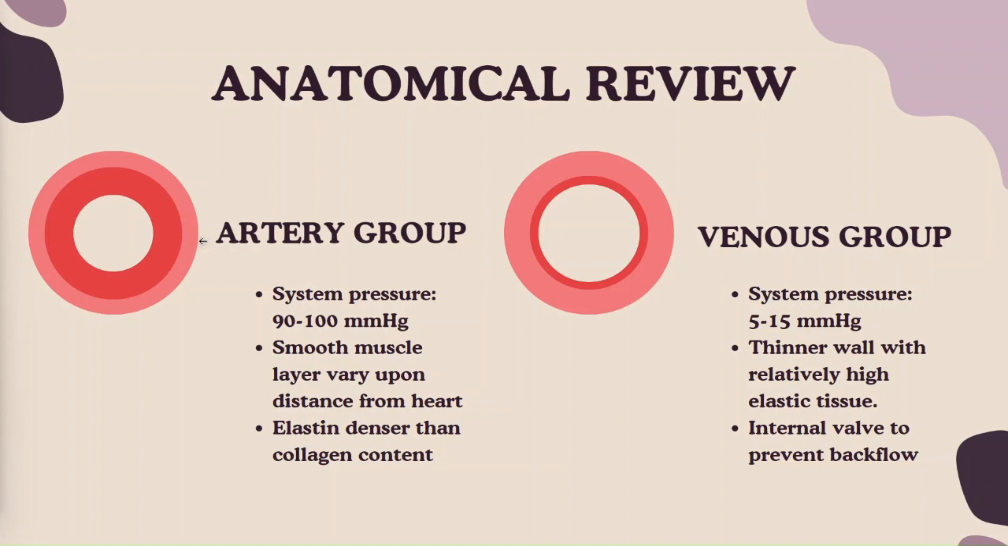The reason for this distinct difference in both vessel groups is the fact that both of them have to undergo very significant pressure difference. Since the artery must transport all the blood with oxygen to every part of the body, it requires large pressure to do so. Hence, the system pressure for the artery is ranging around 90 to 100 millimeters of mercury, in contrast to the venous group that only takes 5 to 15 millimeters of mercury.